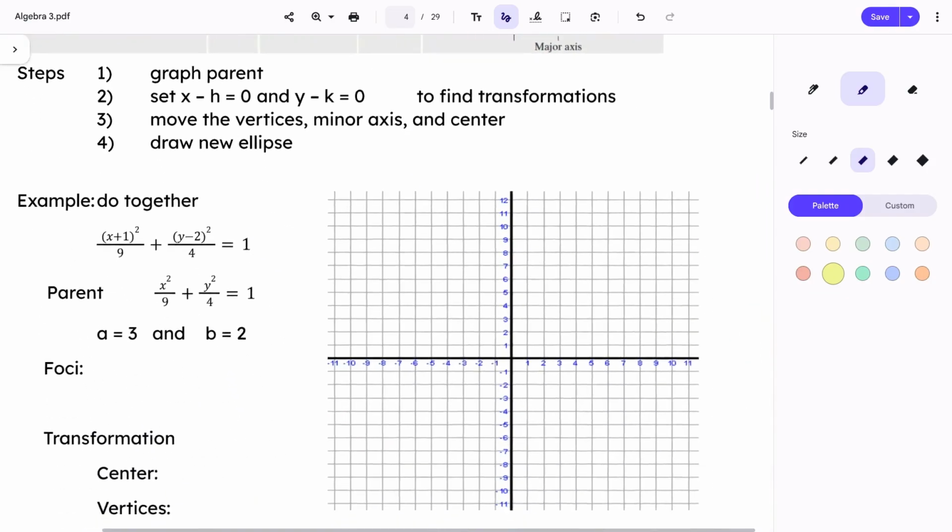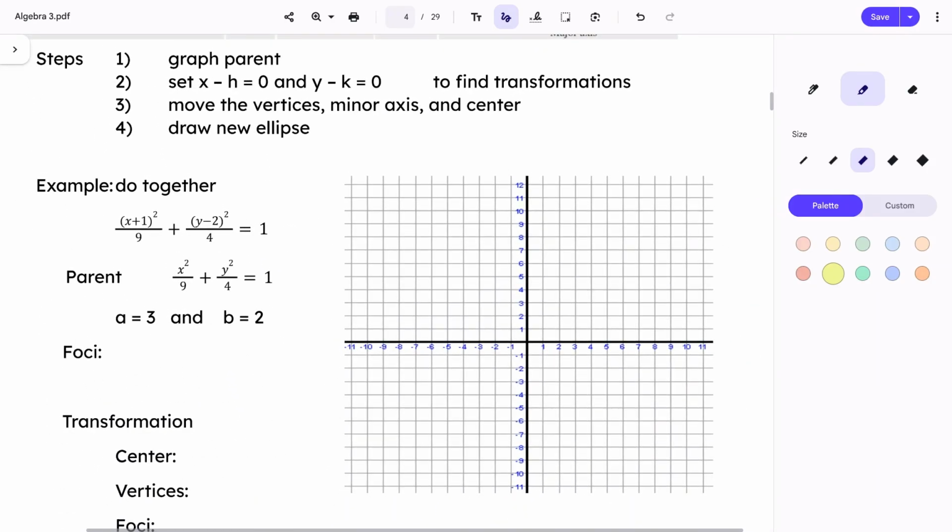So when I'm given an equation that I can tell is not centered at the origin, because it's got these pieces on the inside of my parentheses, I'm going to start by graphing the parent. For right now, I'm going to just pretend like it is centered at 0, 0, and I'm going to handle it like we did yesterday when they were centered at 0, 0. I'm going to identify my a squared and my b squared, figure out if it's a major vertical or major horizontal, find all those numbers that I need and graph it. And right now we're just going to pretend for the moment that this would be centered at the origin.